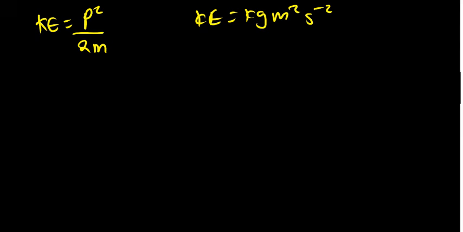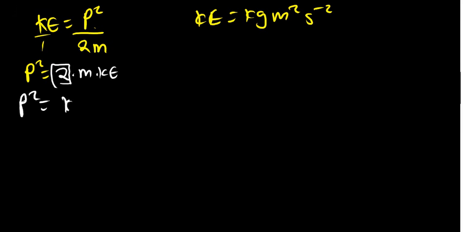So to find the units, what are we going to do? We are going to make the momentum the subject of the formula. So we're going to cross multiply, and p squared is going to be equal to 2 times m times kinetic energy. But basically this 2 is a constant, we can just leave it, it will not affect anything, because we are trying just to come up with the units. So we can say that p squared is equal to kinetic energy times m.